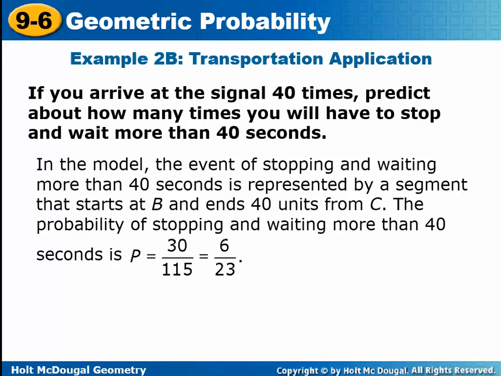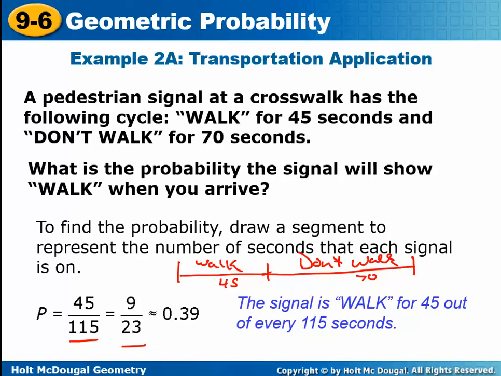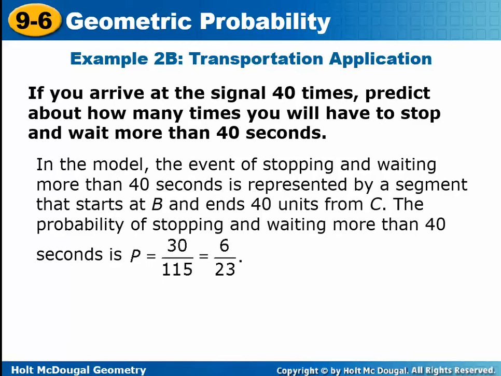This one is saying that if you do this 40 times, predict about how many times you will have to stop and wait for more than 40 seconds. So if we go back here to this one, we can see that every one cycle is 115 seconds. And they're asking, what is the probability you have to stop and wait more than 40 seconds? 40 seconds is represented by a segment that starts at B and ends 40 units away from C. So the whole thing is 115. And they're saying this is 40.